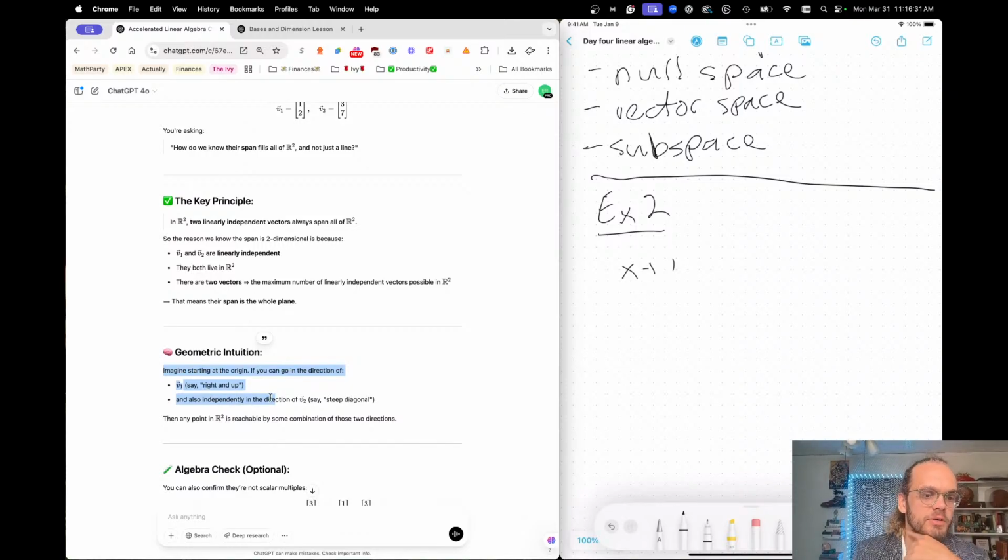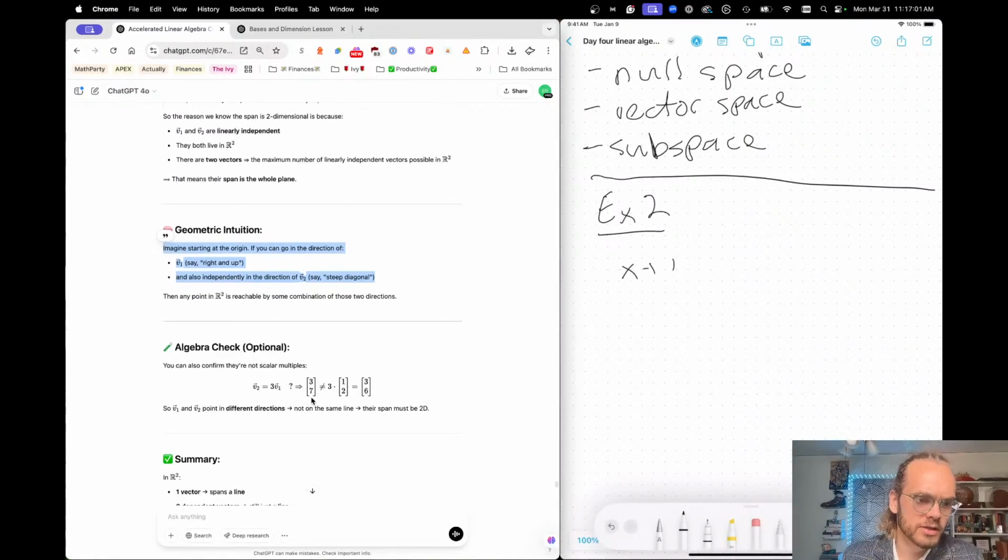V1 says go right and up and also independently, steep diagonal. So any point in the real numbers in two-dimensional space is reachable by some combination of these two directions. That doesn't seem to make sense to me because they're just two lines. There's a lot of points that won't be on either of those two lines.